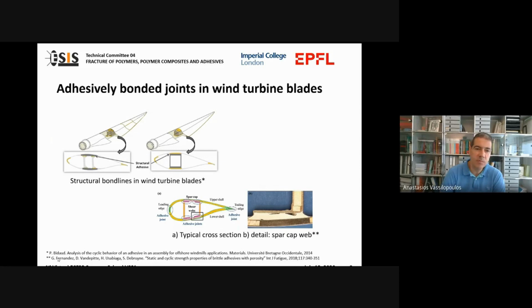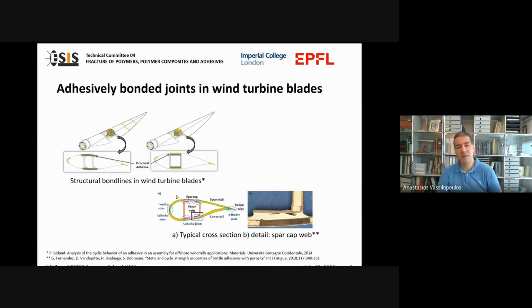We see a lot of bonding in wind turbine rotor blades. Imagine that this blade can be 60 to 100 meters long, and all around, between the spar beam and the skins, you have adhesives. We have also adhesives on the leading edge. We have adhesives on the trailing edge.